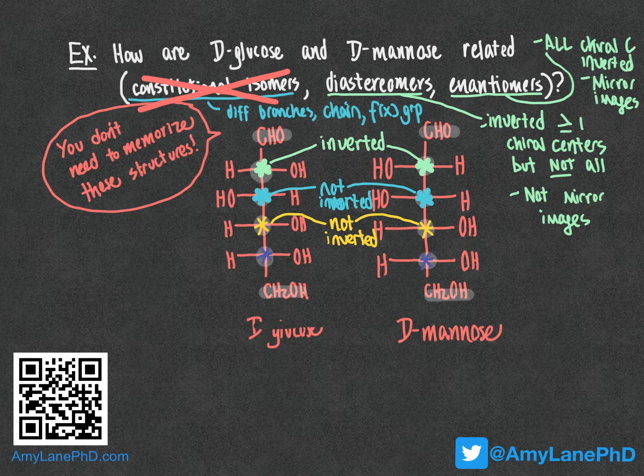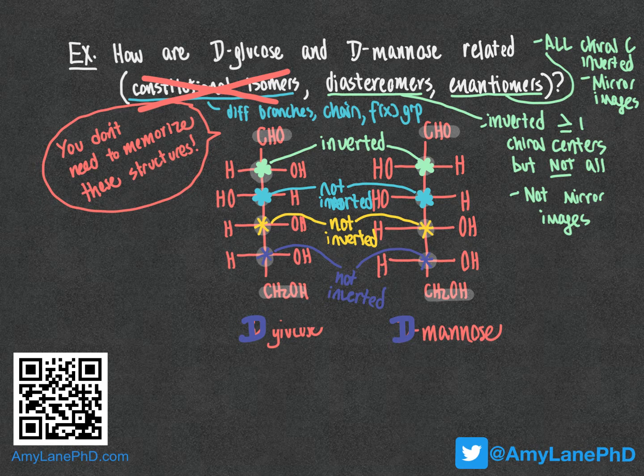Looking at the two structures, both of them have the OH group on the right, so we would describe that position as being not inverted. And it's no surprise that position is not inverted, because in order for the structures to be referred to as D-glucose and D-mannose, that indicates that that last chiral carbon has to have the OH group on the right. By definition, that's what D refers to.